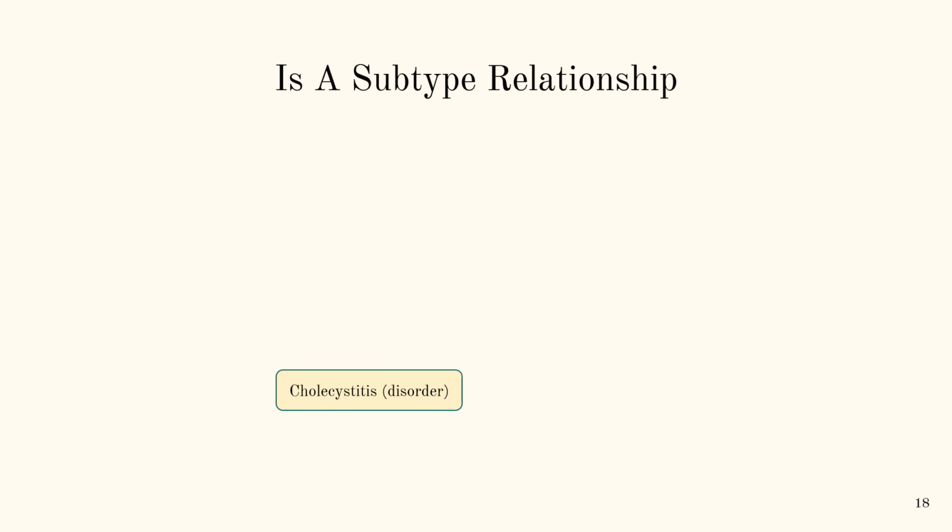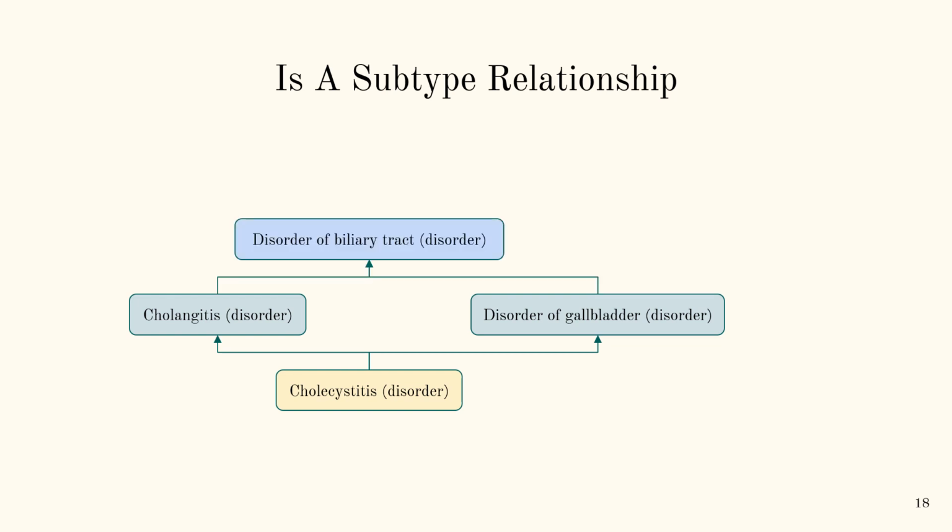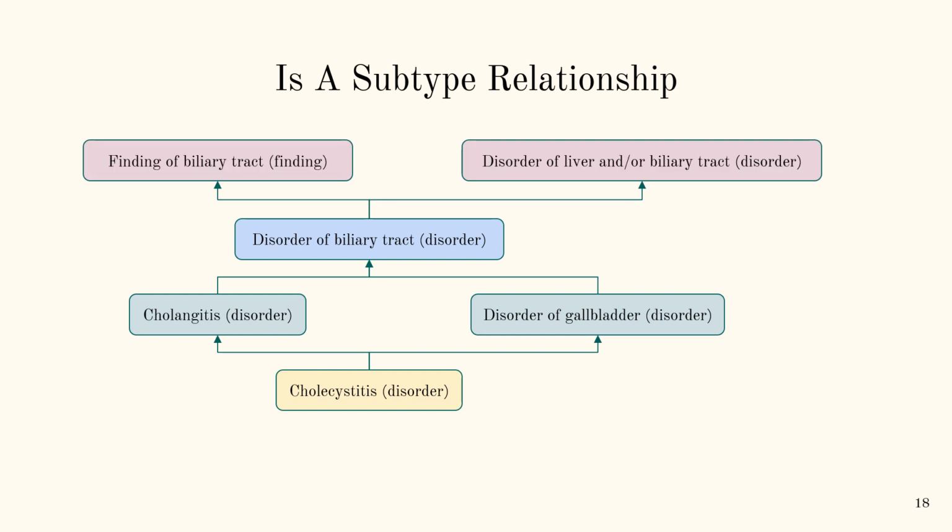So we'll work with cholecystitis again, and we have seen cholangitis and disorder of gallbladder. These two again are subtypes of disorder of biliary tract, and you can figure it out yourself. Yes, it is correct that both cholangitis and disorder of gallbladder are a refinement, a finer version of disorder of biliary tract, which itself is a finer representation of finding of biliary tract and disorder of liver and/or biliary tract.